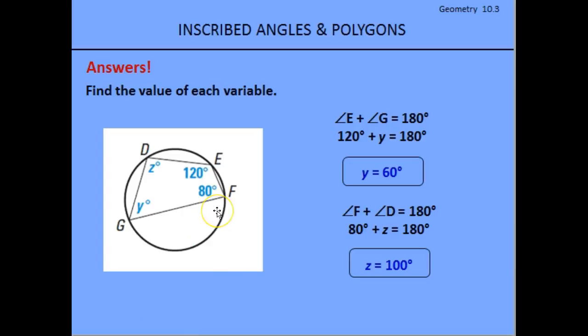Okay, we know that D and F have to be 180 degrees, and E and G have to be 180 degrees. So for E and G, if we have 120 plus Y, that's going to be 180, and that's simple algebra, so Y equals 60. And if we have D and F, or F and D, they both have to equal 180. Well, one of them is 80, so obviously for the next one, you don't probably even have to do the simple algebra to figure out that Z is 100 degrees. Let's move on.